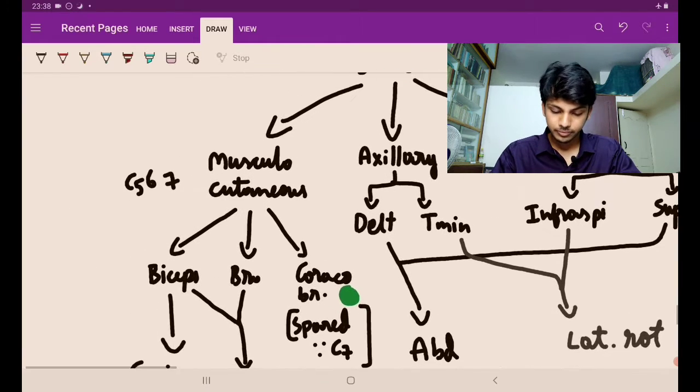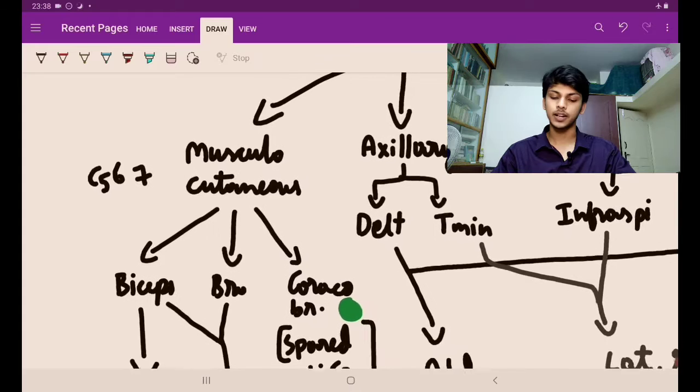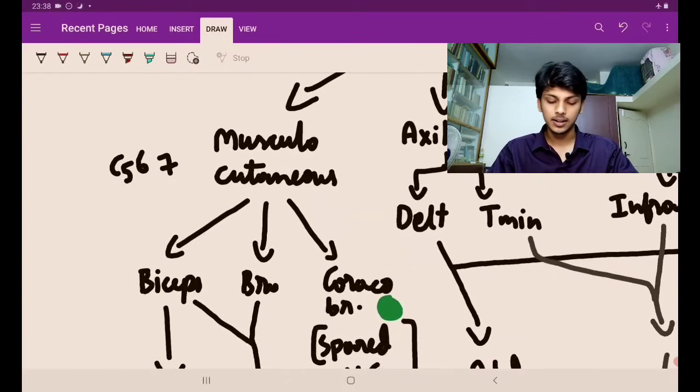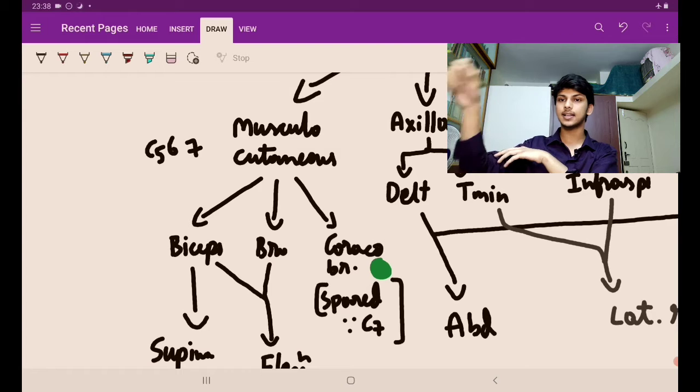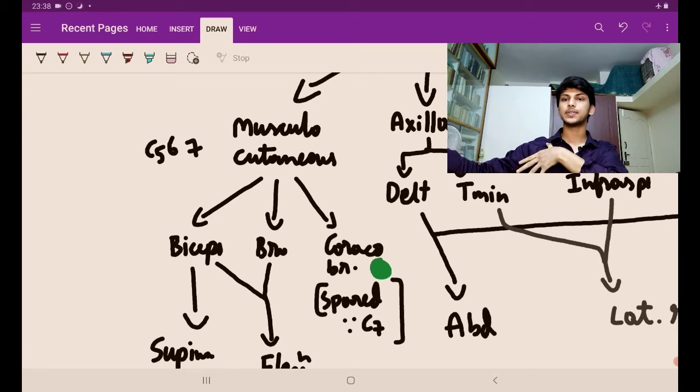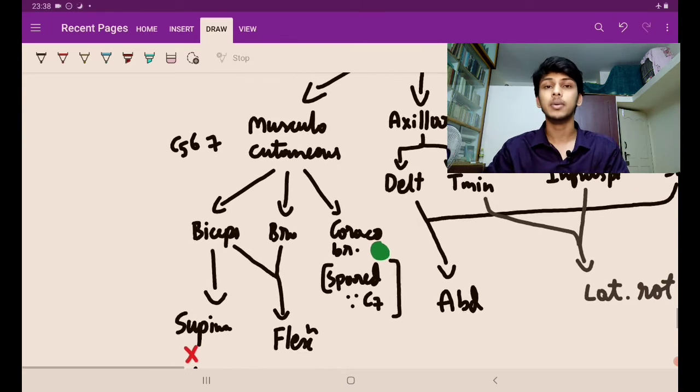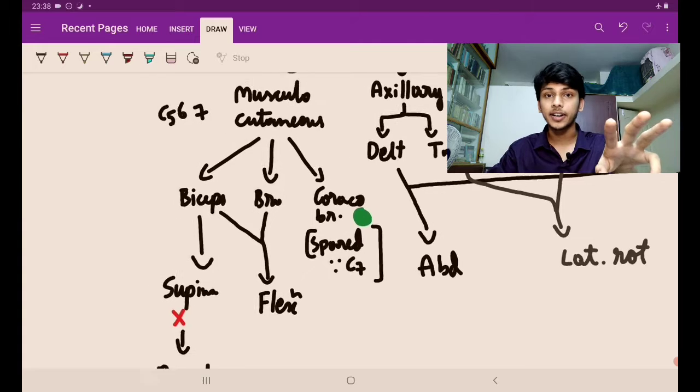See here, the musculocutaneous nerve has the value C5, C6, C7. It supplies three muscles basically: the biceps, the brachialis, and the coracobrachialis, which goes from the coracoid process to the brachium, which is the arm. So those three muscles will be affected mainly.